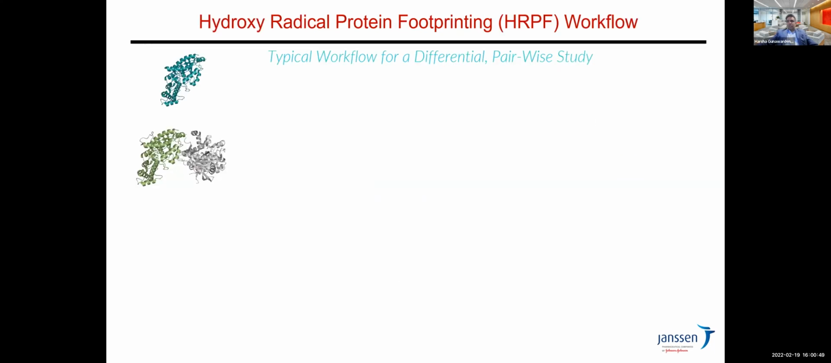This animation shows a typical workflow for HRPF footprinting. Typically, a pairwise labeling experiment is performed where an investigator wants to learn of the difference in solvent accessible domains of a protein under different conditions. In this slide, the higher-order structure is evaluated for a purified monomeric bispecific antibody and its purified dimeric form, which is composed of two monomers. So the top is the monomer and the bottom figure is the dimer. In our experiment, the binary comparison is made between the monomer versus the dimer of this antibody.